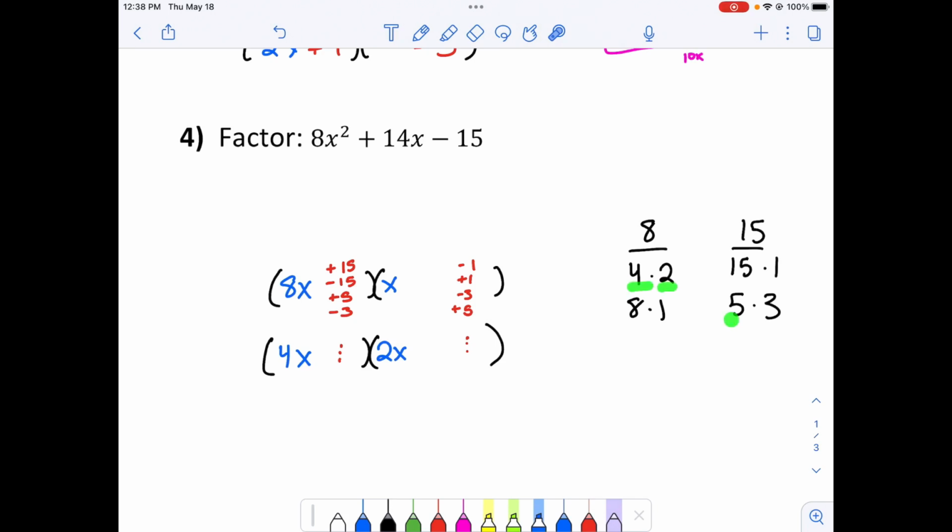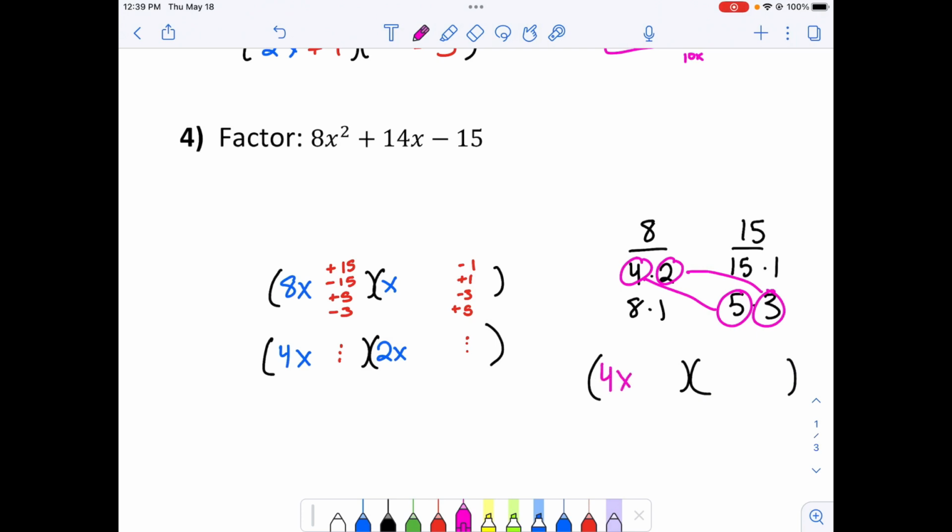And then I'll try the 4 and 2 with the 5 and the 3. So 4 times 5 gives me 20. Does 20 minus 6 equal 14? Okay, well, that is promising. So, so far, I never ended up trying the 8 and the 1. So I think it's going to be this, right? 4 with the 5 and 2 with the 3. So let's think about how we'd place those in here.